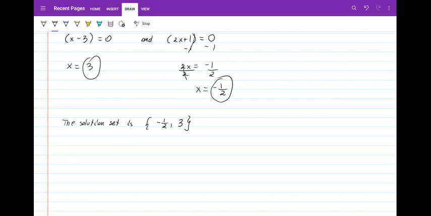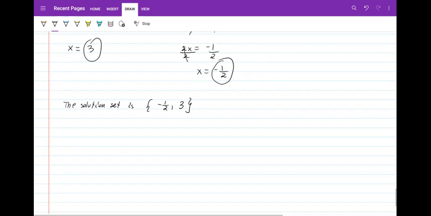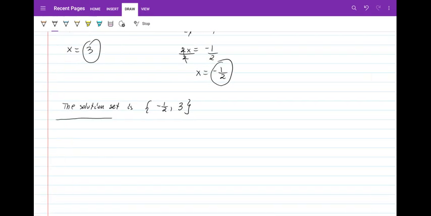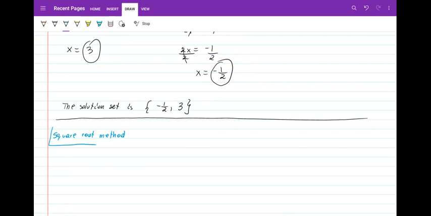Next one is solving a quadratic equation using the square root method. So I want to talk about the square root method and provide you a couple examples. So another way to solve a quadratic equation will be the square root method. I would say use it when you don't have x in the quadratic equation.